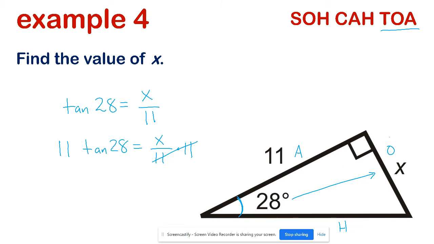So I think what you'll find on these is that the trick is getting them set up. Once you get them set up, then it's just about plugging stuff into the calculator. So that is how we can use sine, cosine, and tangent to find the missing length of a side of a right triangle.